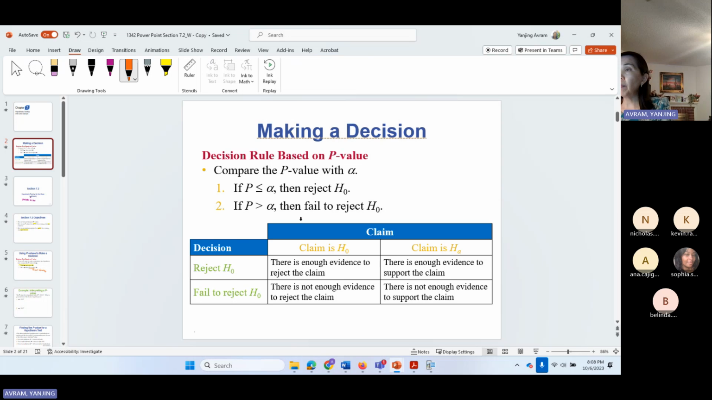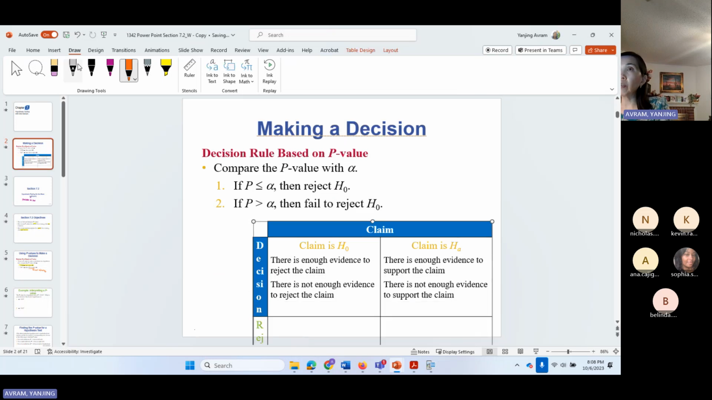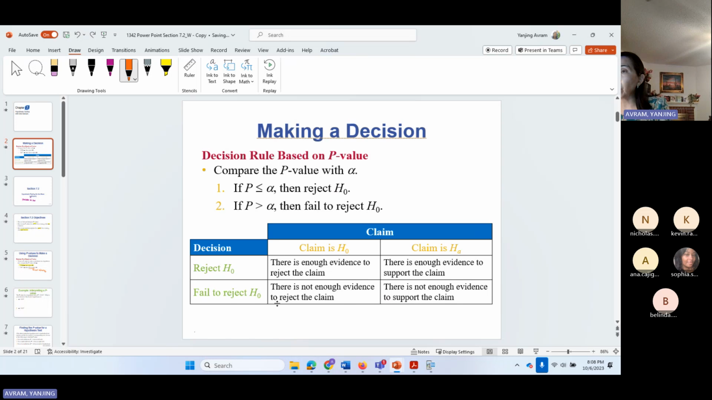All right, so we have this table that we can use to make the decision. If we fail to reject the null hypothesis, we also need to look at where the claim is. Is the claim in the null or in the alternative hypothesis? Because this is going to give you a different conclusion. And if you reject the null hypothesis and your claim is in the alternative, that is the conclusion here. That means you have enough evidence to support the claim.